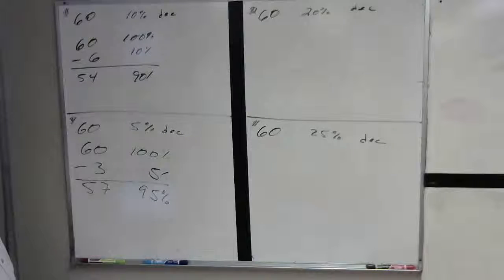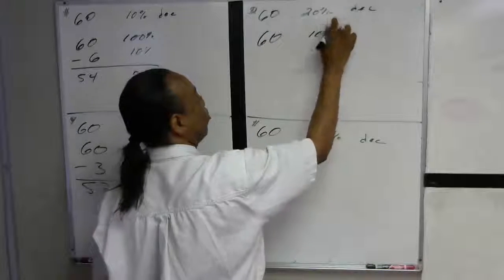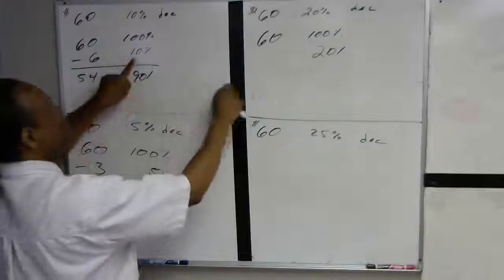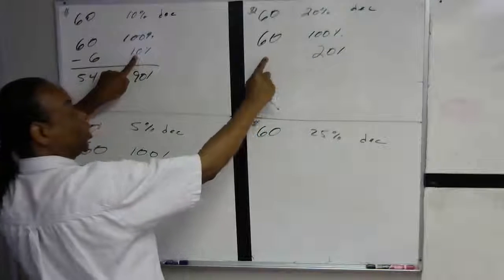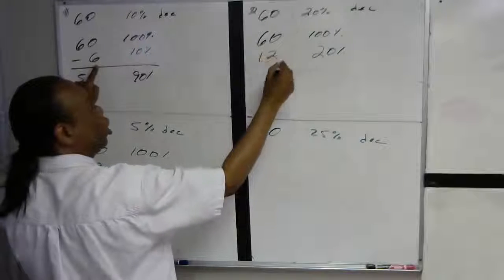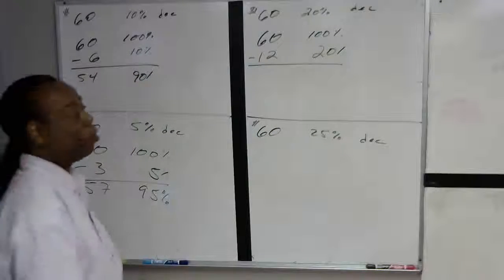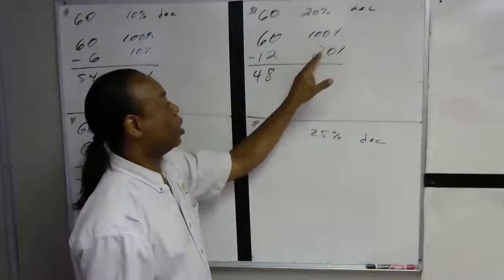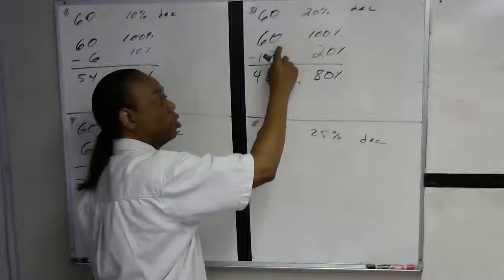Next, a 20% decrease. 60 represents 100% of the amount. And we want 20%. Here, 10% is 6. So 20% will be twice as much as 6. Twice as much as 6 will be 12. So we're going to have a decrease by 12. 60 decreased by 12 is 48. And 100% decreased by 20 means we now have 80% of the value. We went from 100% to 80%.